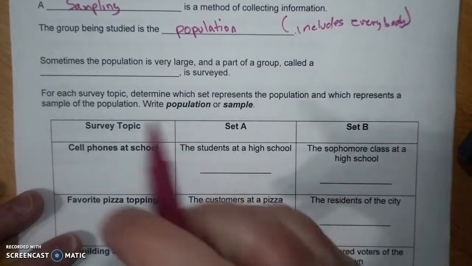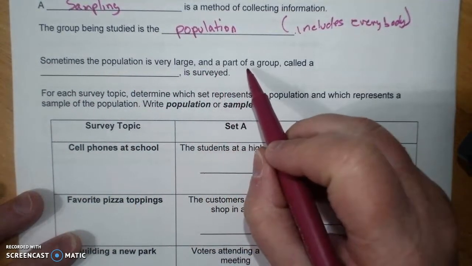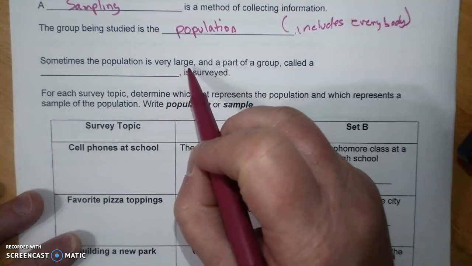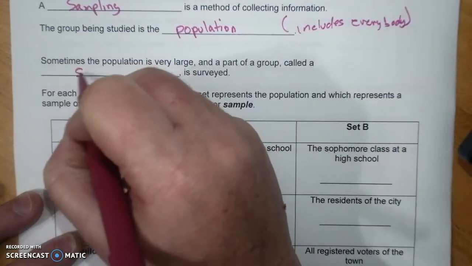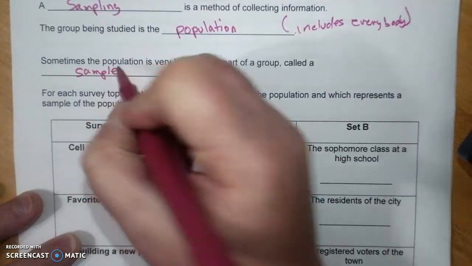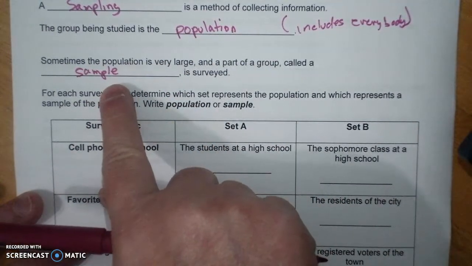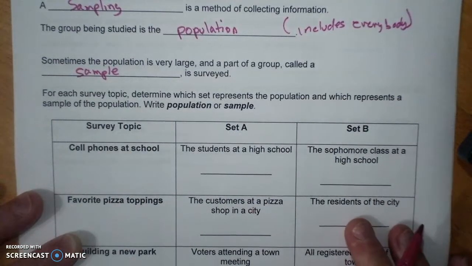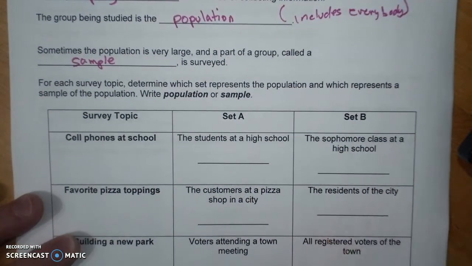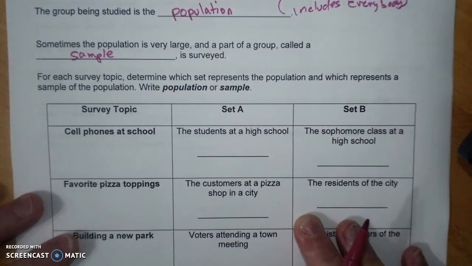So what I'm going to do is, sometimes the population is very large, and a part of the group called a sample is surveyed. Now, you have to make sure that when you pick your sample, you abide by unbiased and random. But first, we're going to have to decide whether things are a population or a sample.